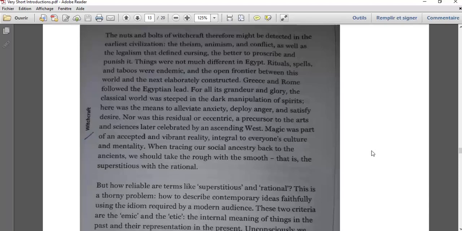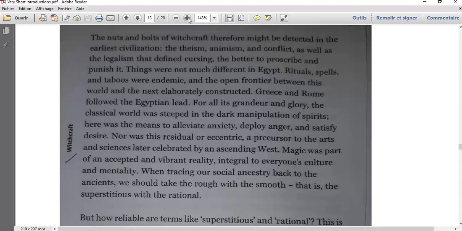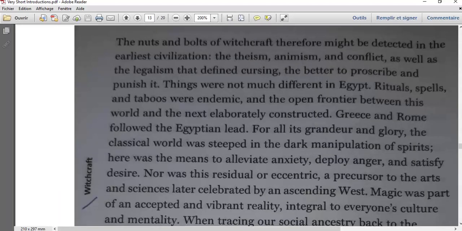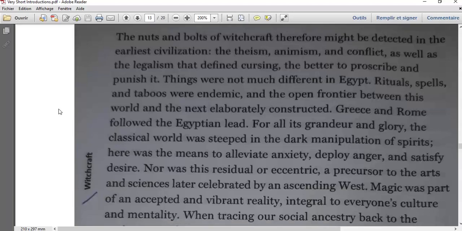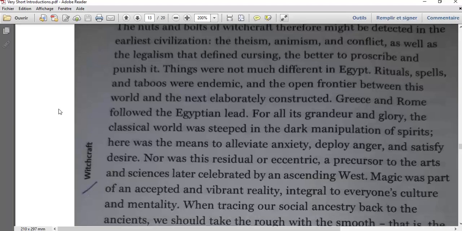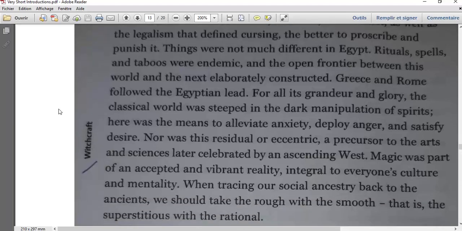I quote, "The nuts and bolts of witchcraft therefore might be detected in the earliest civilization, the theism, animism, and conflict, as well as the legalism that defined cursing the better to prescribe and punish it. Things were not much different in Egypt. Rituals, spells, and taboos were endemic, and the open frontier between this world and the next elaborately constructed. Greece and Rome followed the Egyptian lead. For all its grandeur and glory, the classical world was steeped in the dark manipulation of spirits. Here was the means to alleviate anxiety, deploy anger, and satisfy desire.